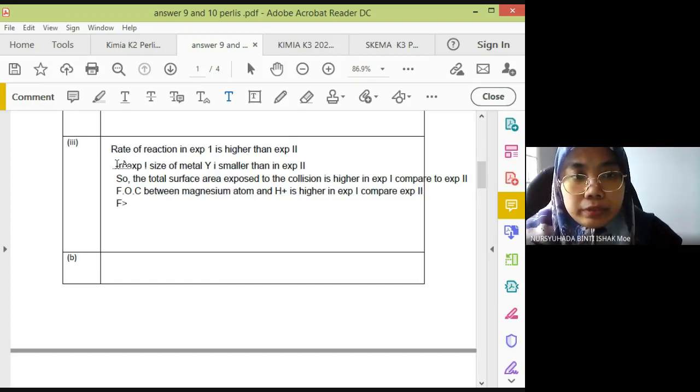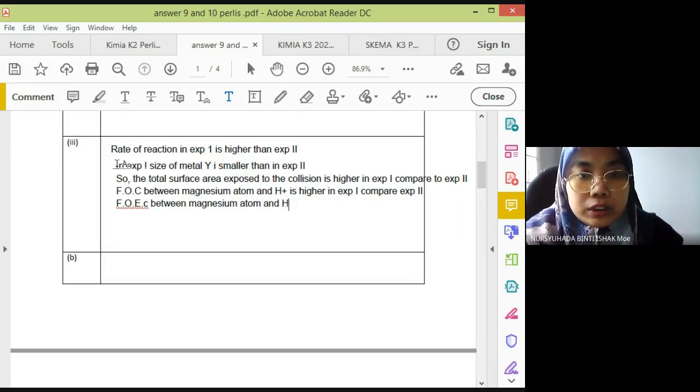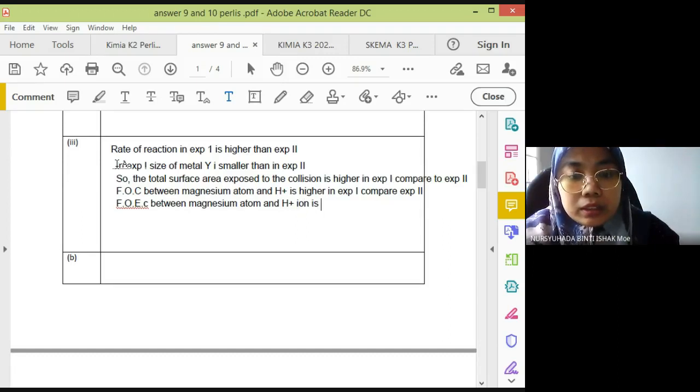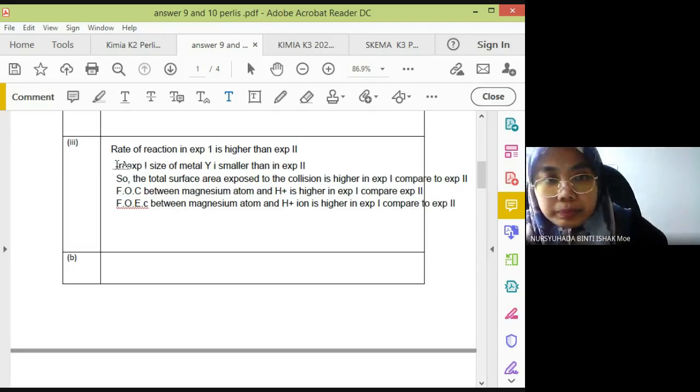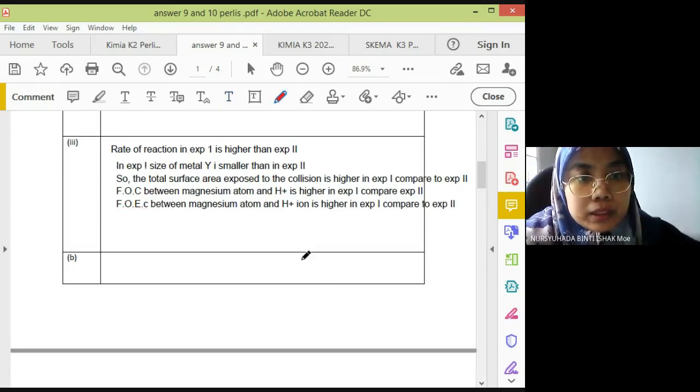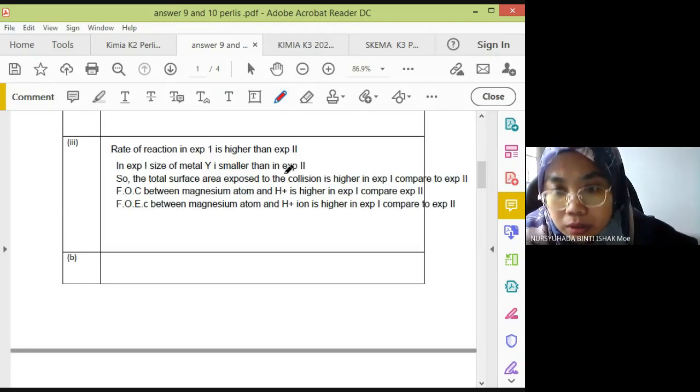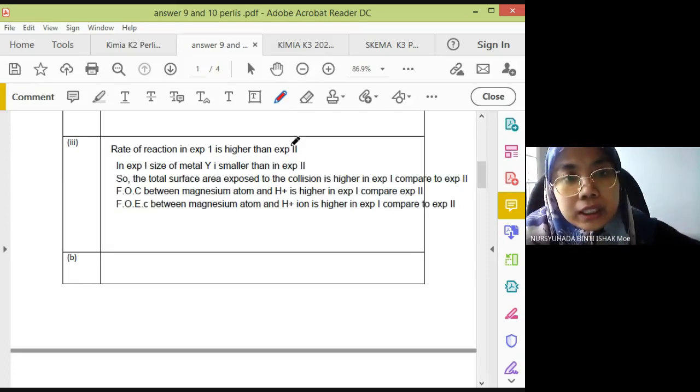Then don't forget F, O, E, C. Salin saja between magnesium atom and hydrogen ion is higher in experiment 1 compare to experiment 2. Okay, done. So 4 marks. Alright, so 4 marks. Dia minta kamu, Zarib, baiklah tulis kedua-duanya Zarib. Okay, ini 1 markah. Okay, ini 1 markah. Total surface area 1, ni 1, so total.